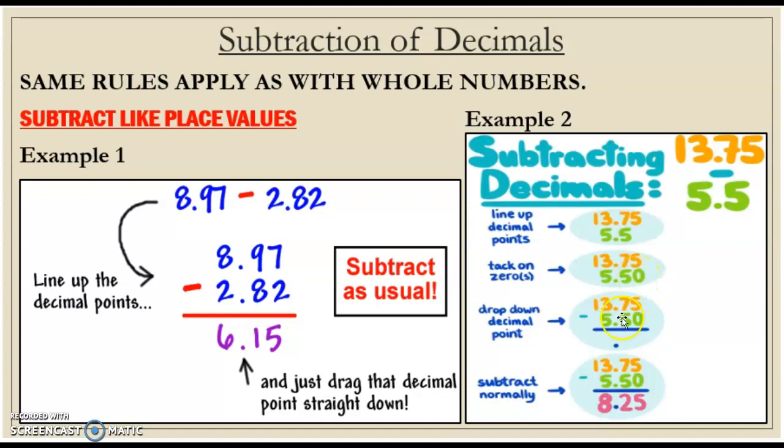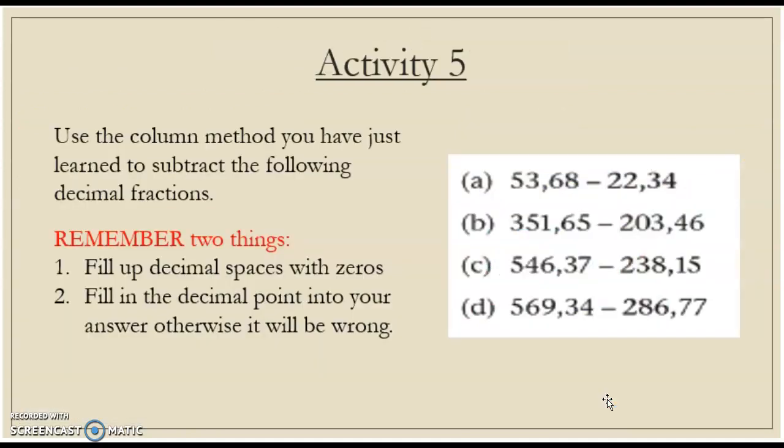Once we have got that, we subtract like we normally do. So 5 hundredths minus 0 hundredths is 5. 7 tenths minus 5 tenths is 2. 3 units minus 5 units cannot be done, so we go next door, we borrow one more. 3 becomes 13, minus 5 is 8. Your answer is 8,25.